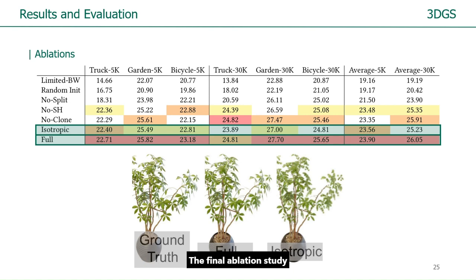The final ablation study focuses on the anisotropic covariance of Gaussians. The authors performed the optimization process using Gaussians with isotropic covariance instead. As shown in the example image, this setting imposes significant limitation on representing 3D geometry. Detailed structures such as leaves and branches are not properly reconstructed and instead appear overly discretized.